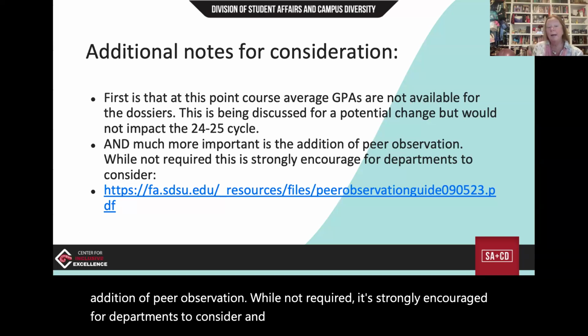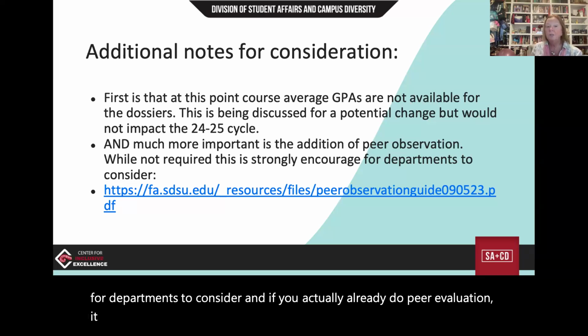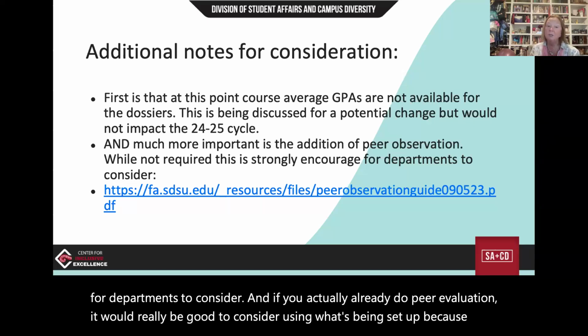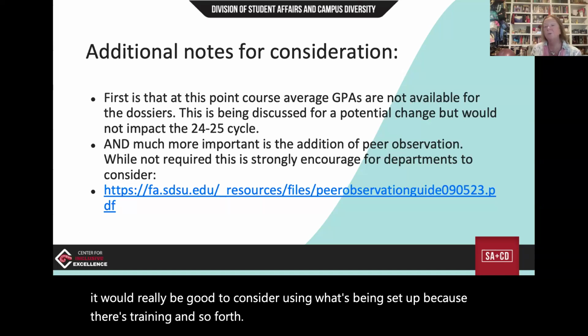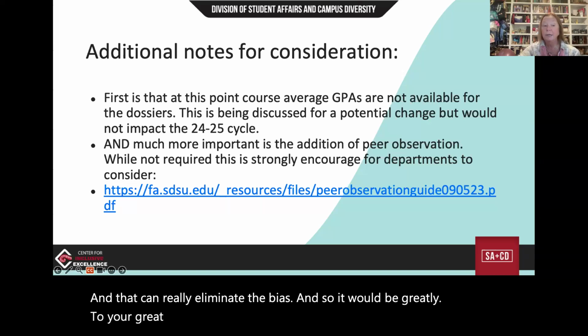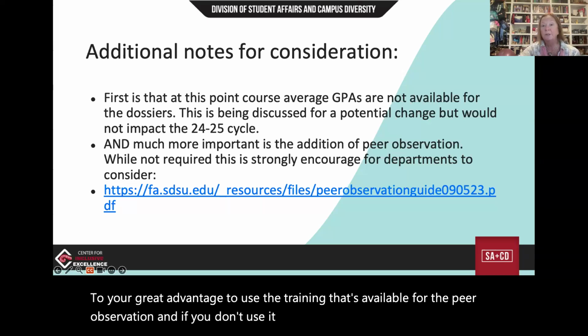And if you already do peer evaluation, it would really be good to consider using what's being set up, because there's training and so forth, and that can really eliminate the bias. So it would be to your great advantage to use the training that's available for the peer observation. And if you don't use it, it should be something that's considered strongly.